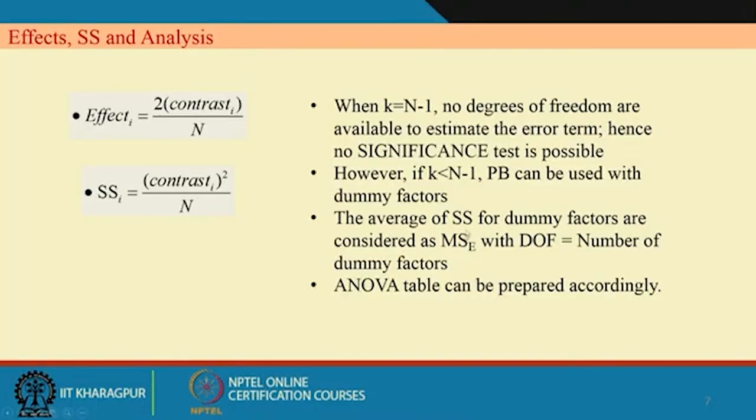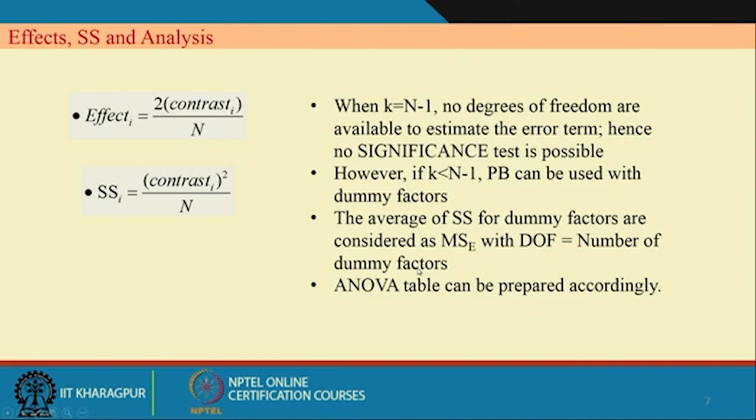and you are interested only in main effects, then you have 5 different runs available, and that will help you identify the errors, provided the second and higher order interactions are negligible. So, under such a situation, how is the Plackett-Burman design used? The Plackett-Burman design is used with dummy factors.